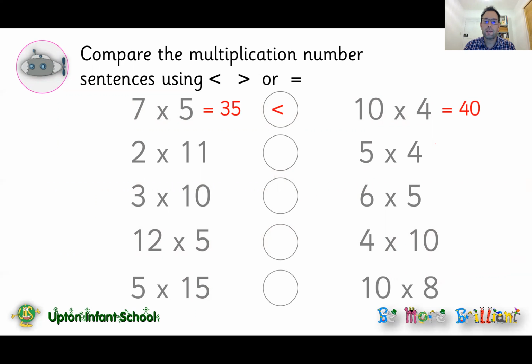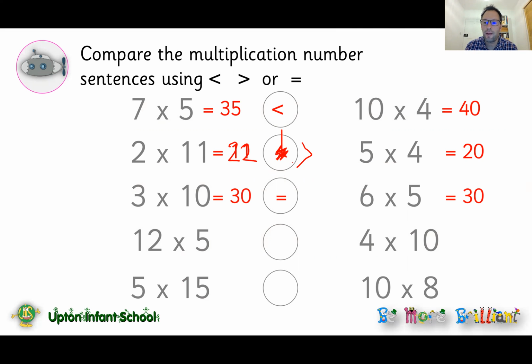7 times 5 is 35, which is less than 10 times 4, which is 40. 2 times 11 is 20. Oh, that's a mistake. 2 times 11 is not 20, it's 22. And it says here 22 is less than 5 times 4. 5 times 4 is 20. So let's just change that. 22 is greater than 20. That was a mistake. Okay, 3 times 10 is 30, and 6 times 5 is 30, so that is equal. Both sides are equal there.